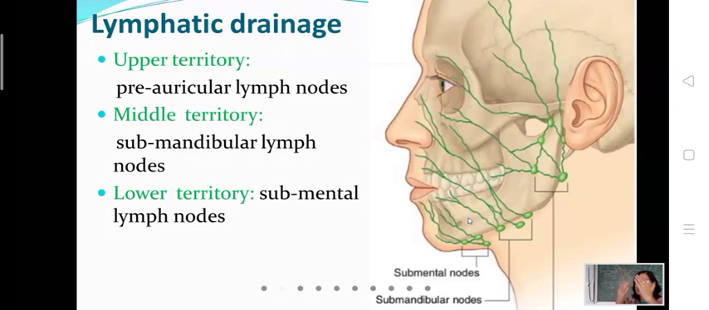So upper territory is the lateral part of forehead, the lateral part of upper and lower eyelids and the temple region. Then they drain into the preauricular lymph nodes. The lymph goes into the preauricular lymph nodes through lymphatic vessels.